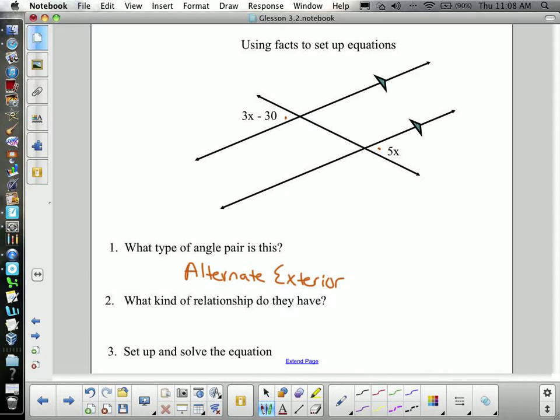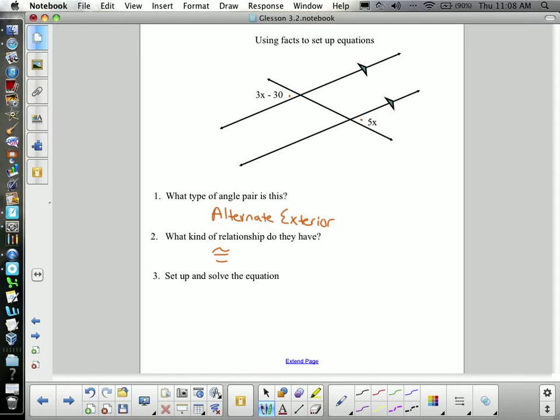All right? I know they're alternate exterior angles, so first thing, identify it. Next step, what's the relationship? Alternate exterior angles have to be congruent. And I can just use my symbol there, that's fine. Oh, now that I've named it, now that I know the relationship, that tells me congruent means equal measure. So that means 3x minus 30 equals 5x. Does everybody see that? Why it's equals 5x, not plus 5x equals 180?